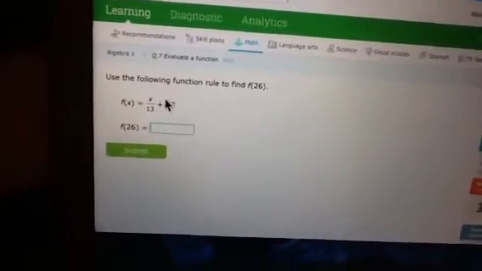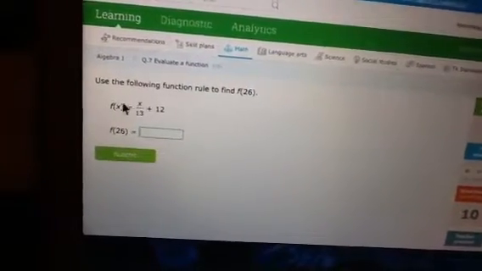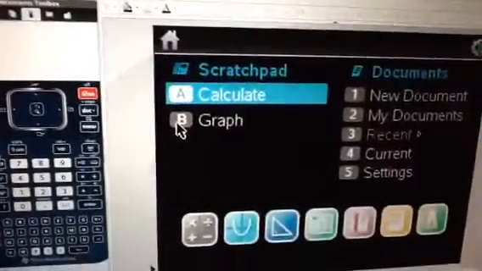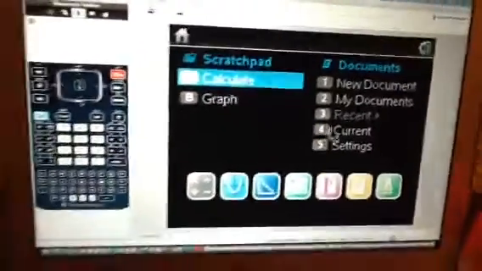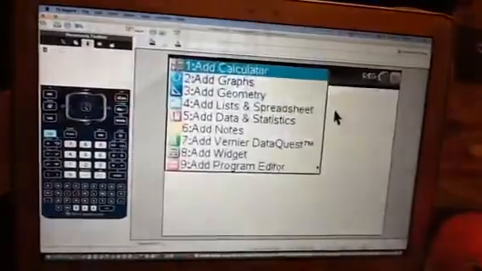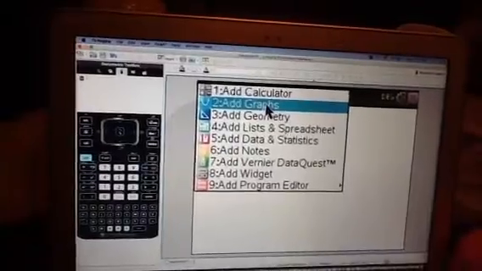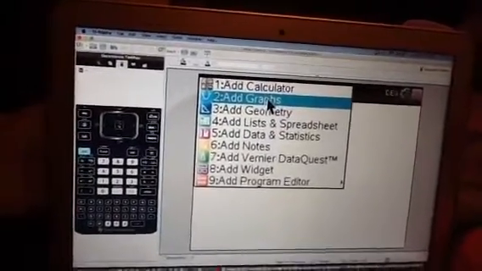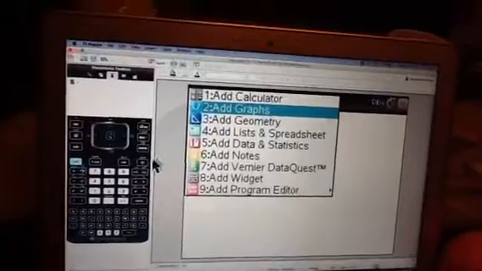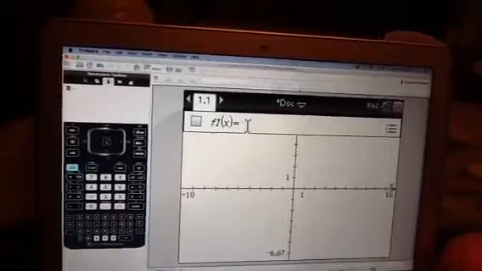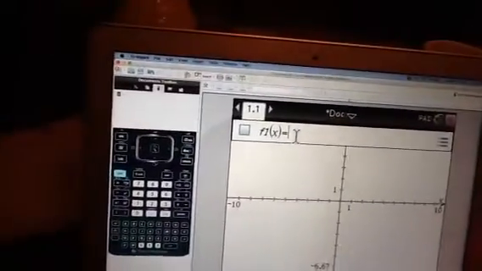Now for this one, it's got a little bit more going on. They want us to put 26 in there. So this time I'm going to show you how to do it on a calculator. I'm going to add my calculator, just like you have. Okay. I'm going to go to a new document, never save anything. I'm going to add a graph. Alright. Now we're going to type in the problem that we had.